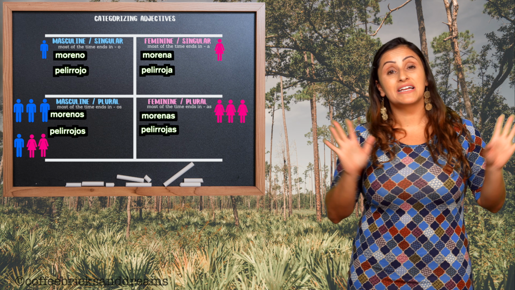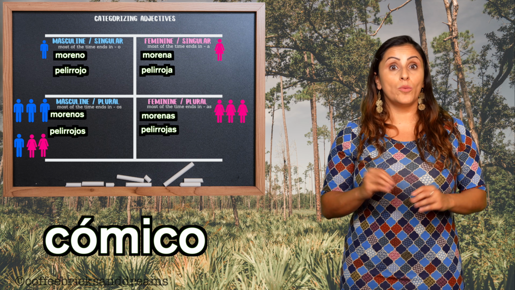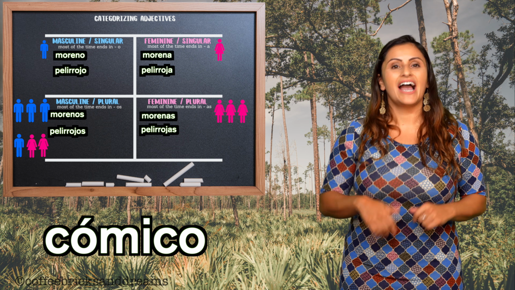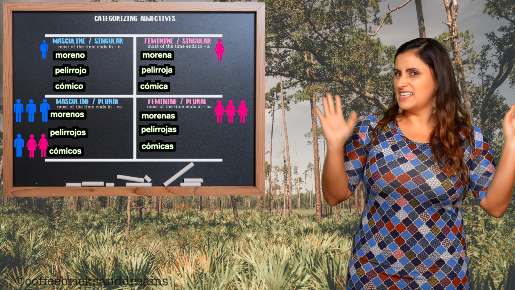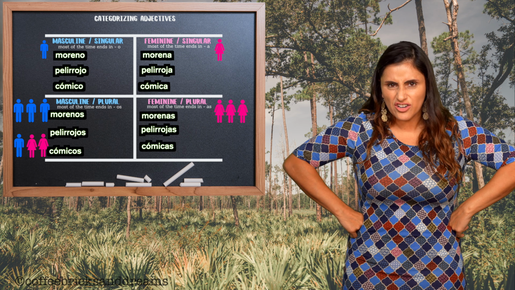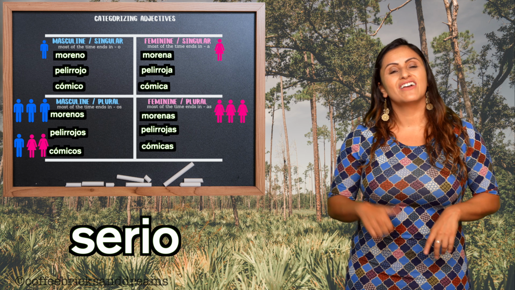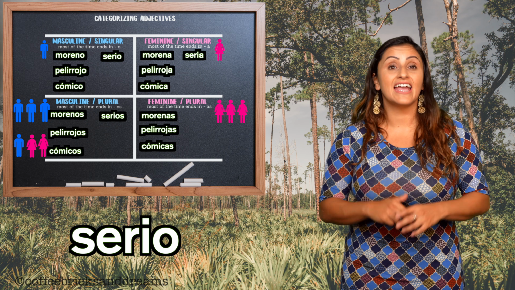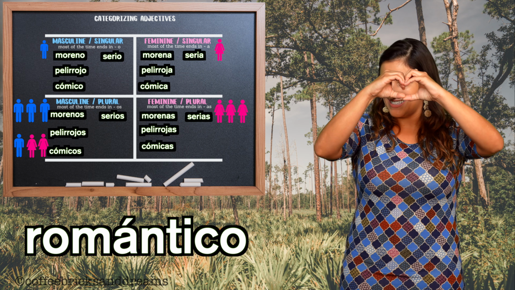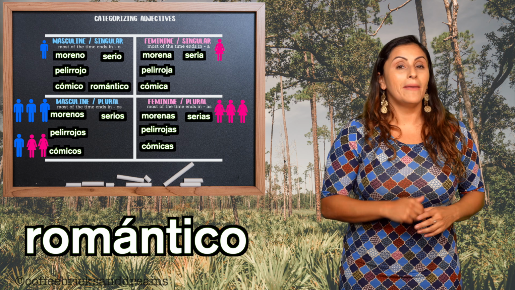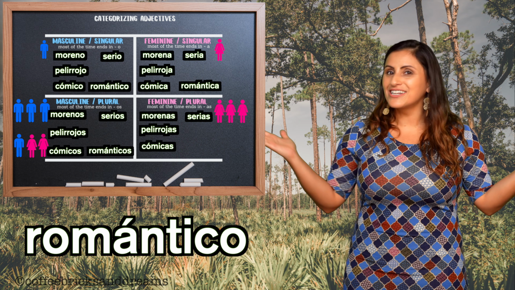Maybe you want to say somebody's funny, like comic funny. You would say cómico. So we have cómico, cómica, cómicos, and cómicas. Let's go with an opposite one, somebody who's serious. You would say serio. So we have serio, seria, serios, and serias. What about somebody who is romantic? We would say romántico, romántica, románticos, and románticas.